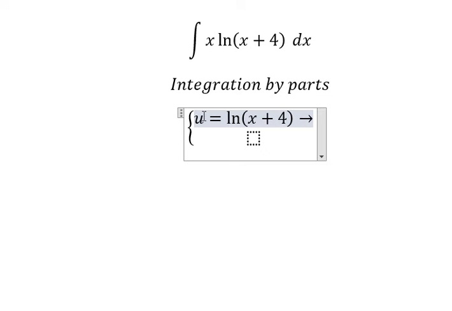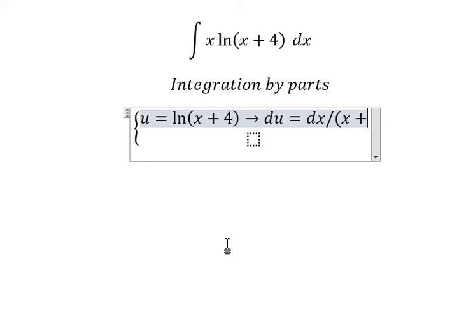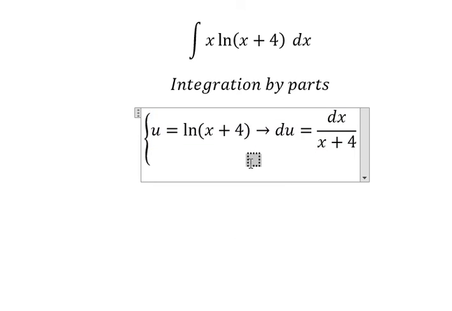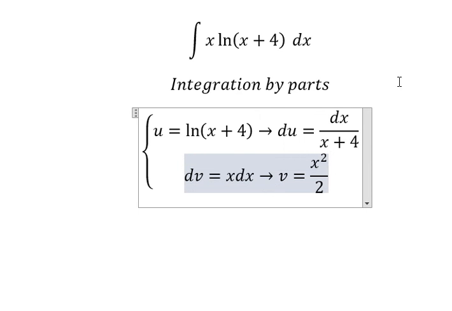Now if I do the first derivative for both sides, we have u prime equals 1 over x plus 4. The v prime we got is x, dx. The integration of this one, we have v equals x squared over 2.